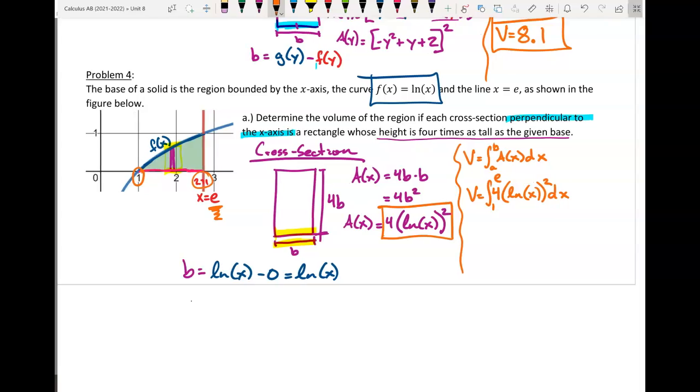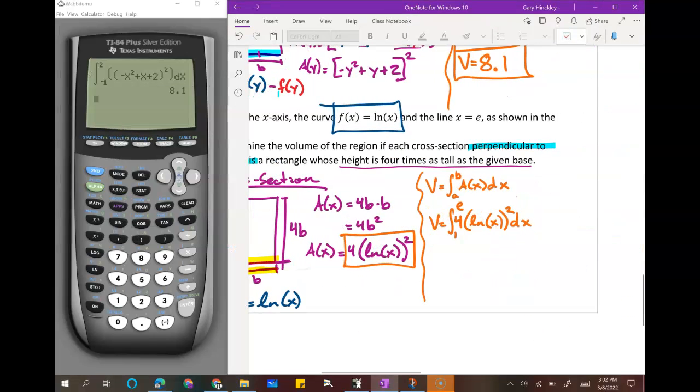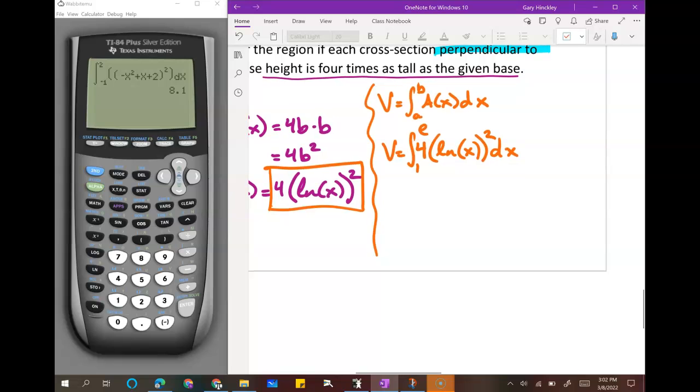So let's go ahead and use our calculator and figure out what that is. So, definite integral, going from 1 to e. And then my integrand is going to be 4 times the natural log of x. I've got to close that, then close that again to square that. And now I can go ahead and end it with the dx. And we get our volume at 2.873.